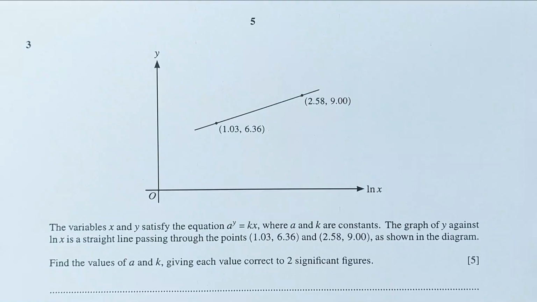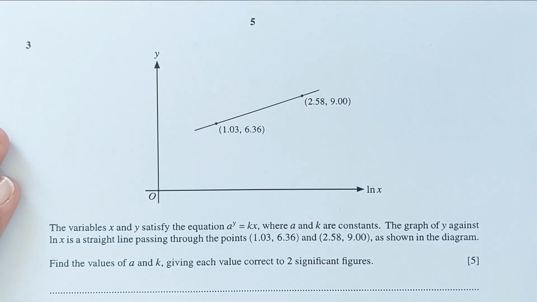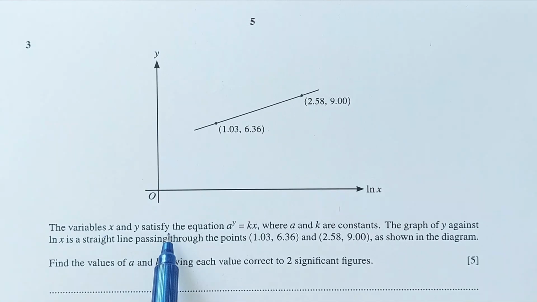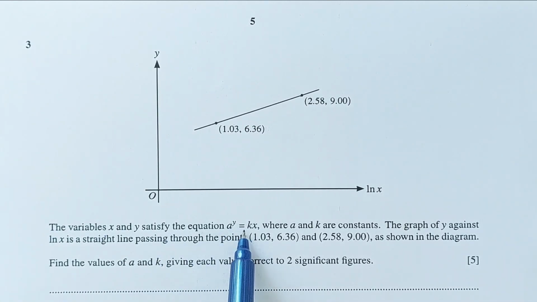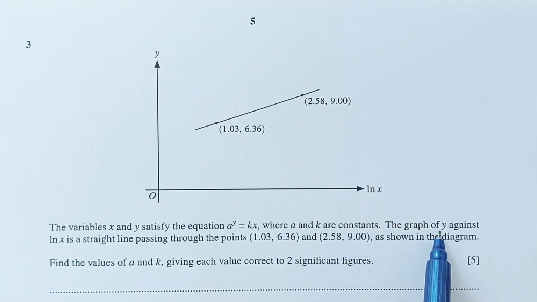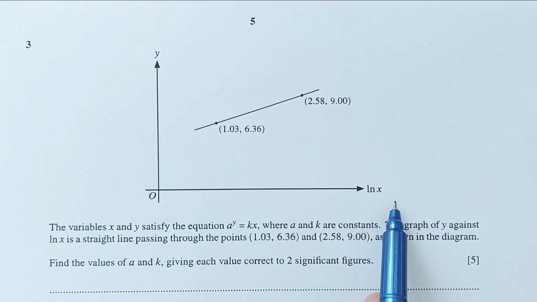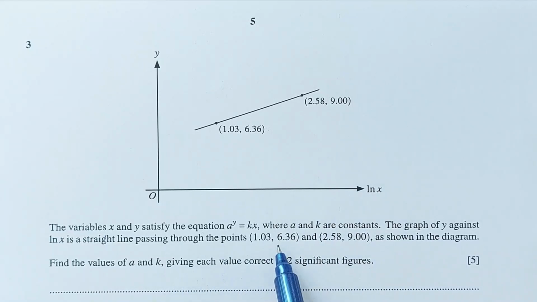Yes. Question number 3. The variables x and y satisfy the equation a^y = kx, where a and k are constants. The graph of y against ln x is a straight line, passes through the points this and this as shown in the diagram. Find the value of a and k, give each value correct to two significant figures. Right, so we have given a^y = kx.